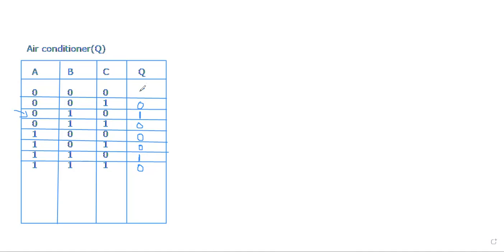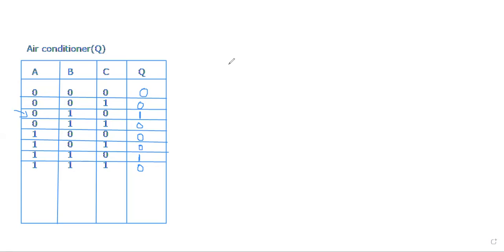And here it is 0, off, because the temperature sensor has detected that the temperature is lower than the predefined temperature value. So that's the truth table. You are getting 0, 0, 1, 0, 0, 0, 1, and 0 as the outputs.